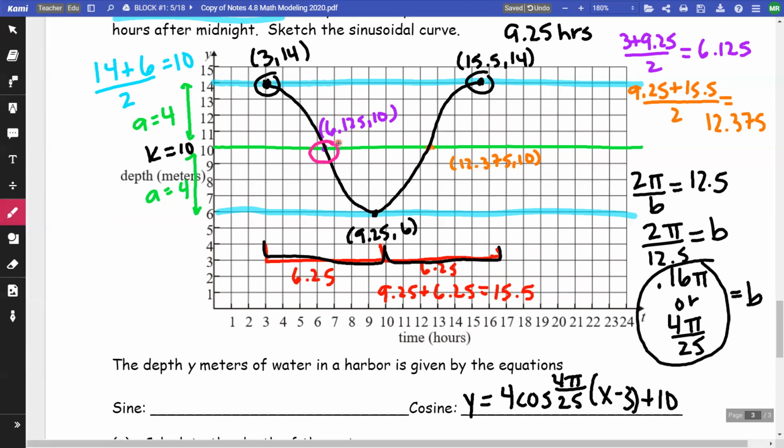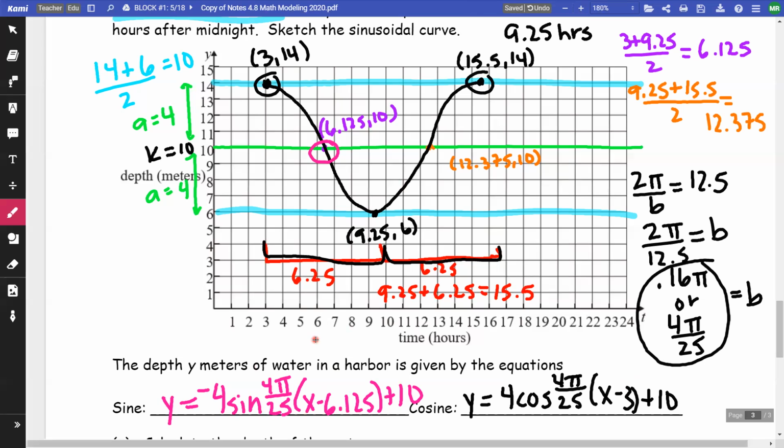6.125. Okay, so I'm going to do y equals, and I'm going to go down first. So that means that this is going to be a negative 4 sine, and my b is going to be the same b that I had over here, 4 pi over 25, or 0.16 pi. Now this x minus 3, I'm not starting at 3, I'm starting at 6.125. So that's what I'm going to put here. x minus 6.125, and then my plus 10, just like the other one. That would be my equation.